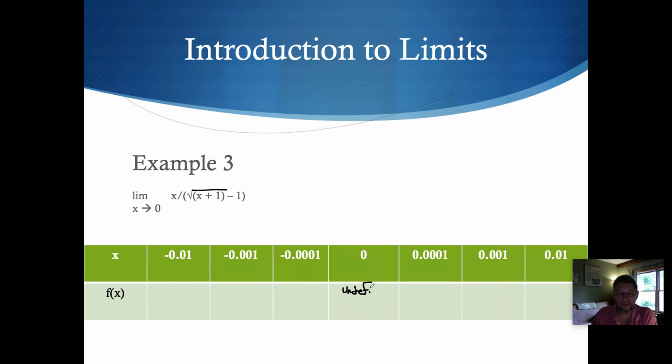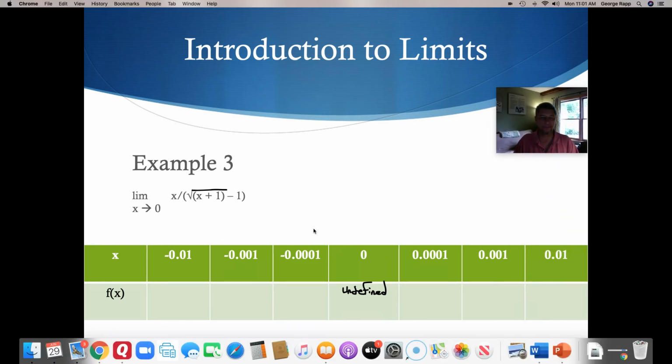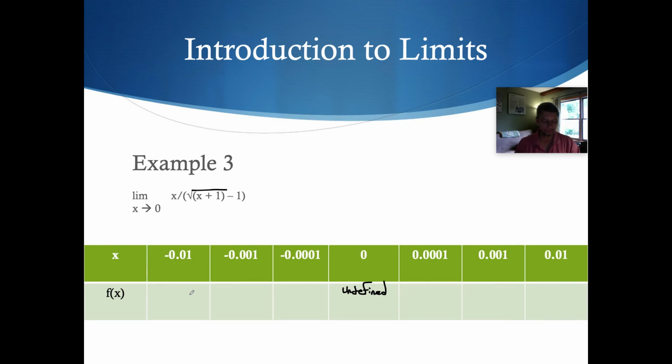All right, and so what's the limit? Well, there's no way to figure that out just by direct substitution. So what I'm going to do is decrease the value of 0 by 1/10,000th, 1/1000th, and 1/100th. And then I'm going to increase the value by 1/1000th, 1/10,000th, and 1/100th. All right, so let's do a little bit of math here.